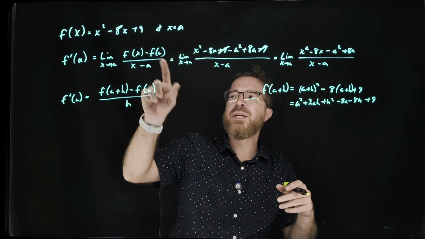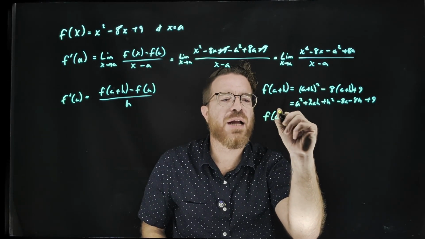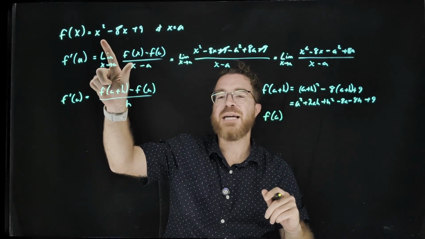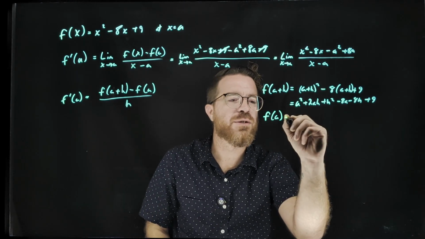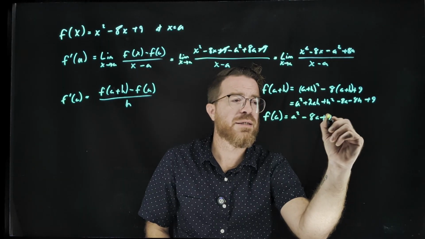So now let's figure out what is our f of a, right? We're looking for f of a now. Same idea, except I am plugging in a into each of these x's in my original function. So this is going to be a squared minus 8a plus 9.